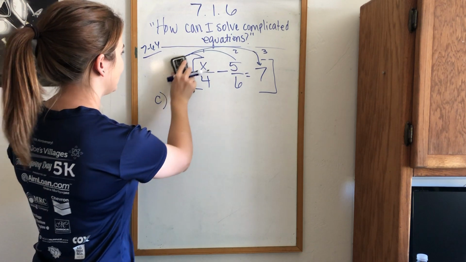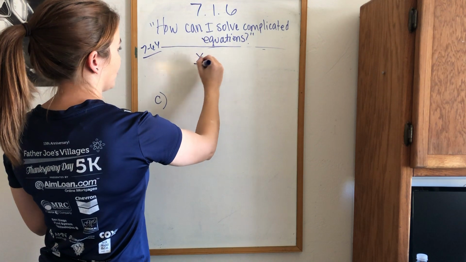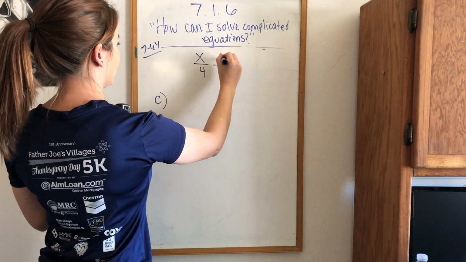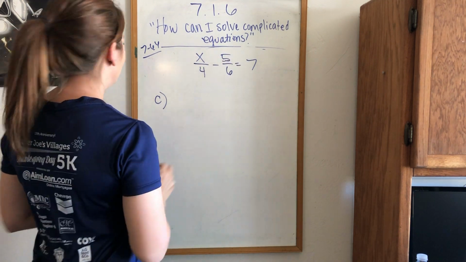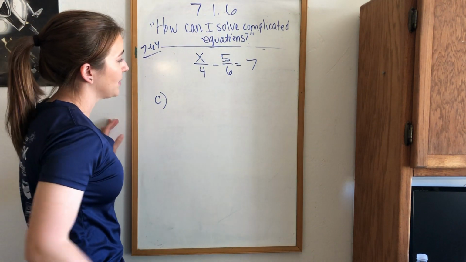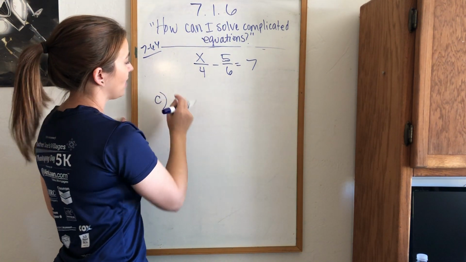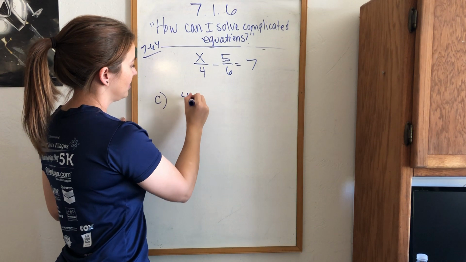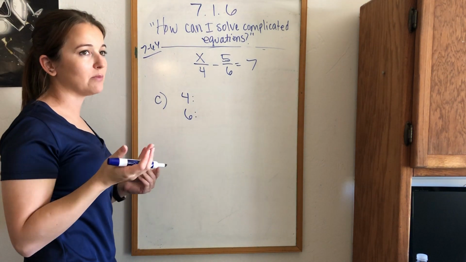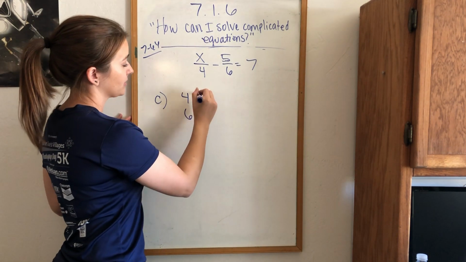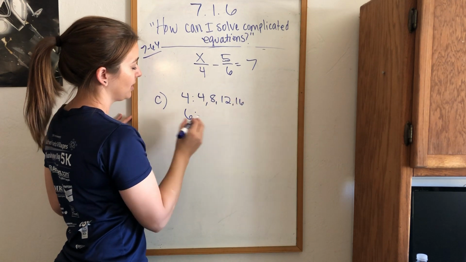So I'm going to erase this and rewrite the equation. X over 4 minus 5/6 equals 7. Okay, so here's how I'm going to find a common denominator. You might already know it, and if you do, you can keep going, but I'm going to show you how I figure out my least common denominator. So I'm going to find the multiples of 4. When you're finding multiples, you're just counting by that number. So let's count by 4s. 4, 8, 12, 16. I'm going to stop there.